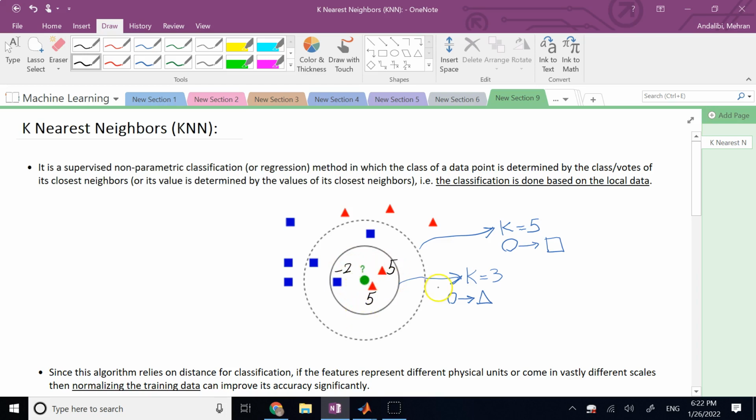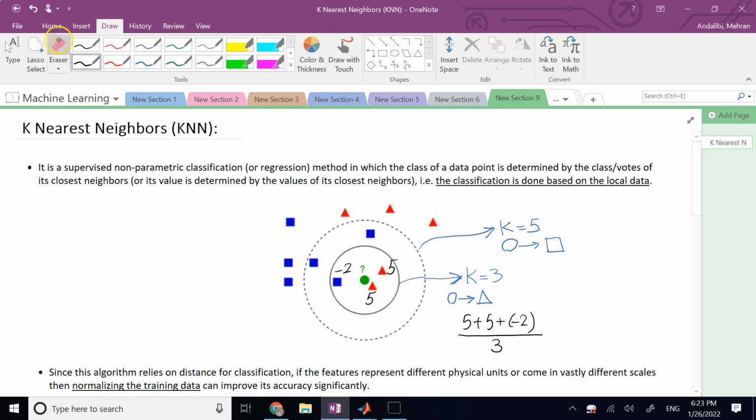Because when it's a class, it's either class 1 or class 2 or class 3, right? But when it's a value, you can have decimals. So this time, maybe I say the value here is 5 plus 5 plus -2, divided by 3. So I can do an average of them, or, as we'll see, a weighted average of this data.